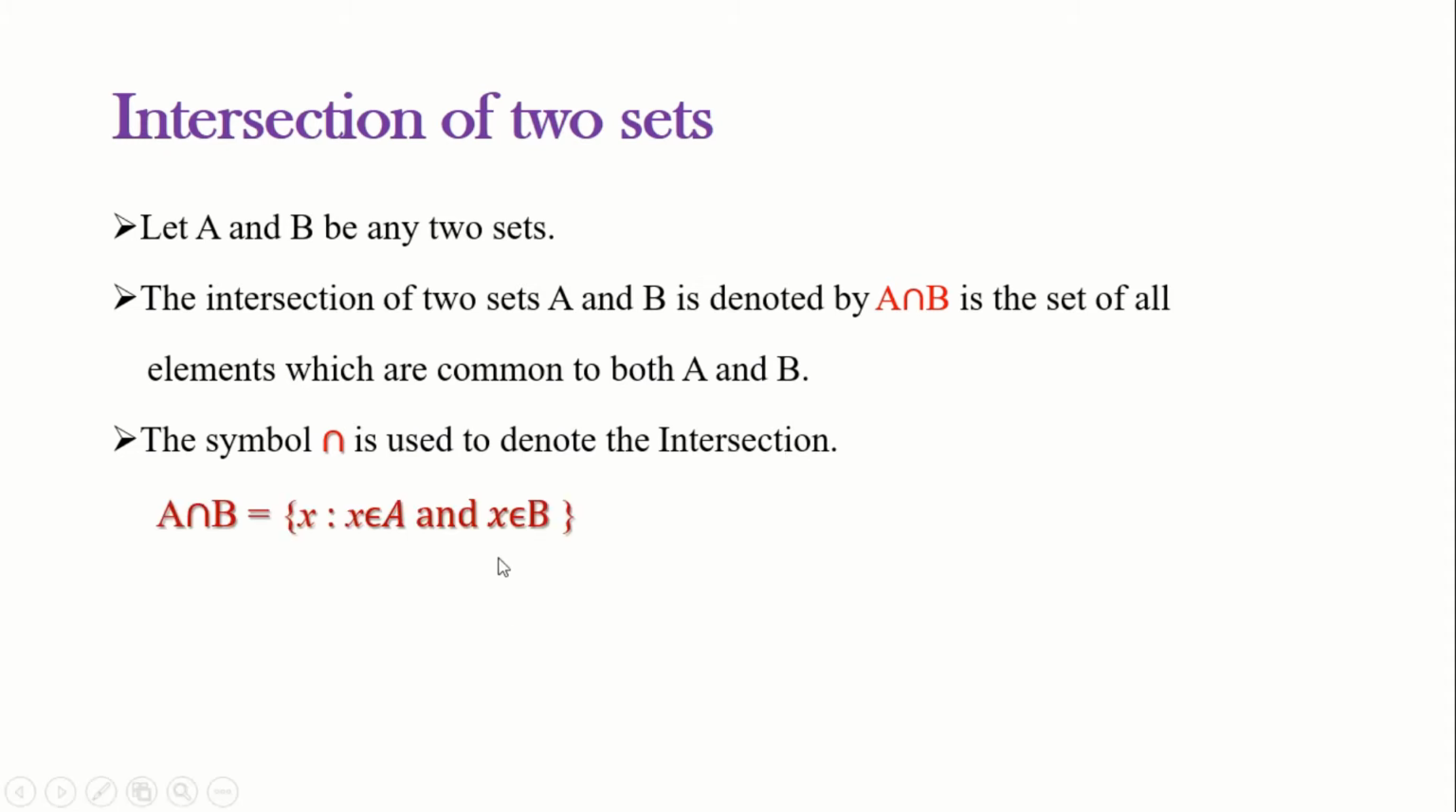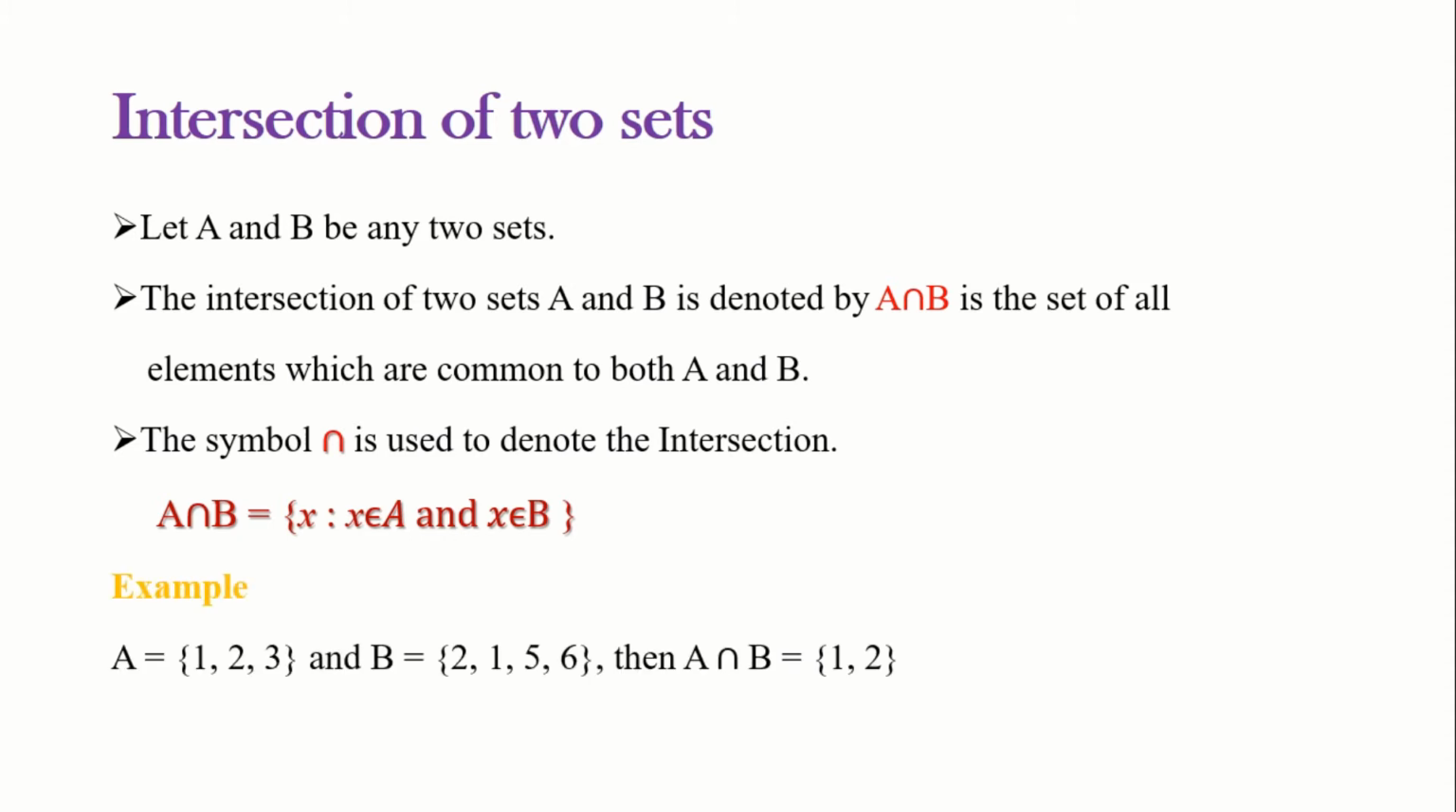The set A ∩ B is defined as the set of x such that x is an element of both the sets A and B. In this example, the set A has 1, 2, 3 as its elements and the set B has 2, 1, 5, 6 as its elements. What are the common elements for both the sets A and B? 1 and 2. So, 1 and 2 are the elements of the set A ∩ B.